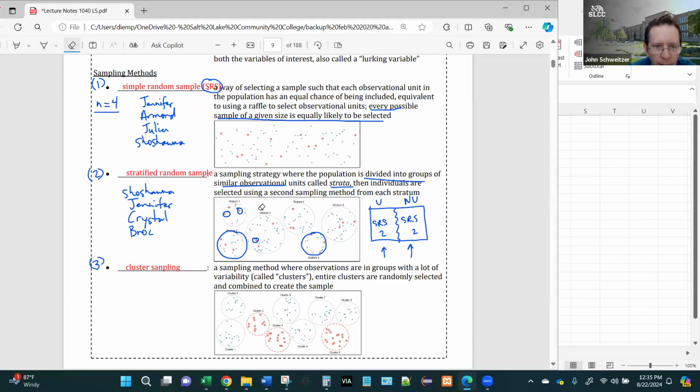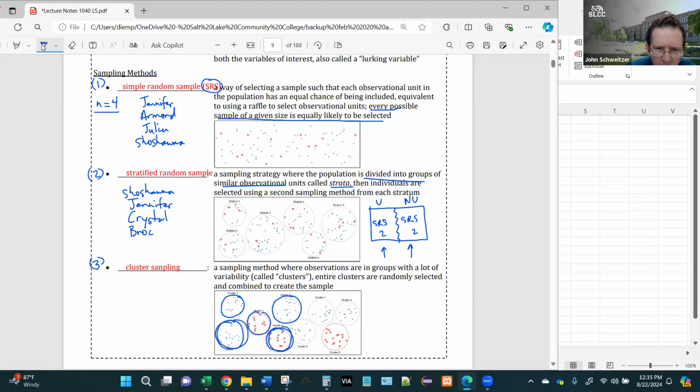With the cluster sample, it kind of superficially resembles the stratified random sample. We have these groups. So we have cluster 1, cluster 2, cluster 3, cluster 4. So they kind of look like strata, but look at the color of the dots in each cluster. In cluster 1, none of them have been selected. In cluster 3, none of them have been selected. In cluster 4, all of them have been selected.